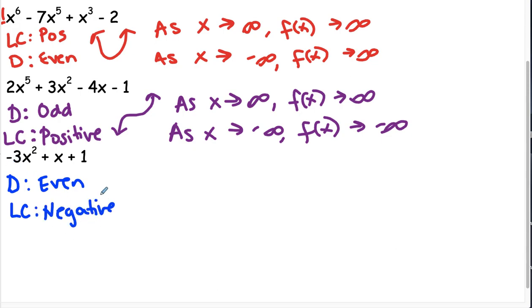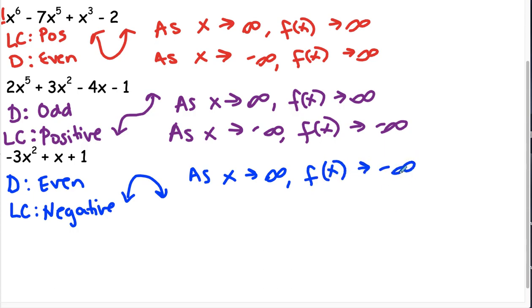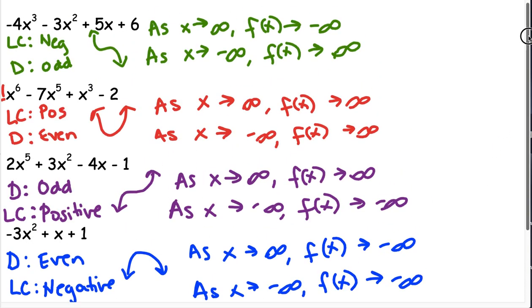All right, so I know that if it's even, they're going to go in the same direction. And I know if it's negative, they're both going to decrease. Okay? All right, so we have as x approaches positive infinity, that means the right side, f of x is going to negative infinity, meaning it's decreasing. All right, so as x approaches the left side, f of x is also decreasing. Okay, and that is end behavior.